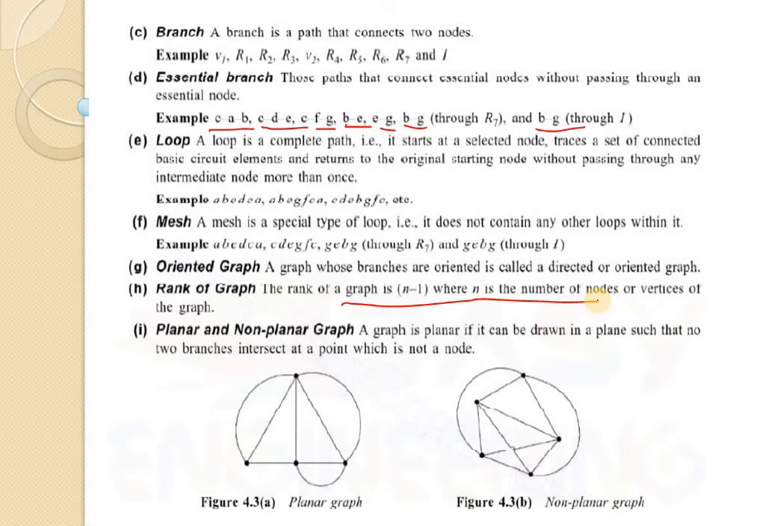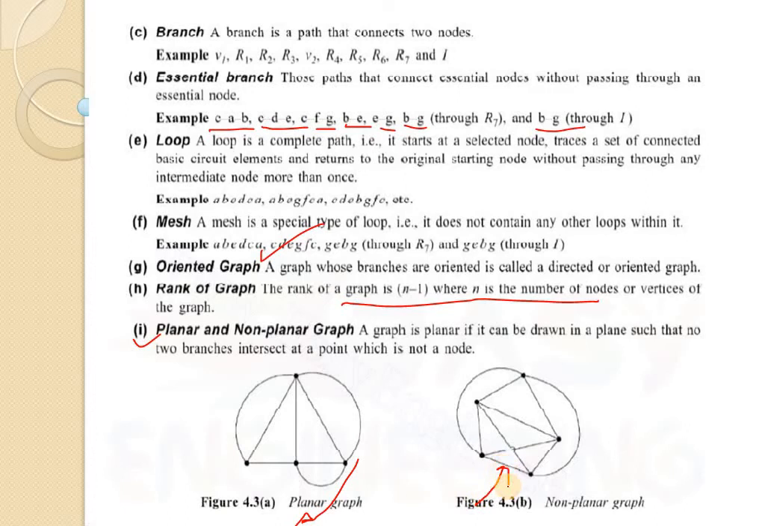Next, planar or non-planar graph. A graph is planar if it can be drawn in a plane such that no two branches intersect at a point which is not a node. That means planar or non-planar graph. These are the points. So this is the planar graph, this one, and this is a non-planar graph.